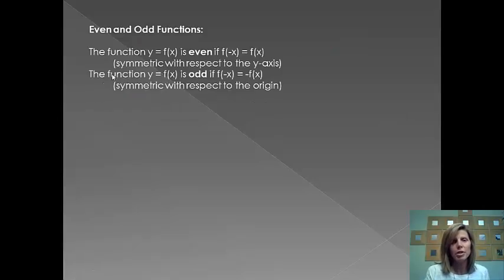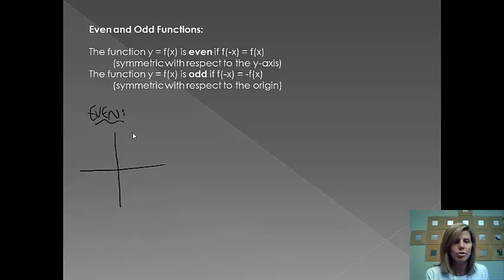So first of all, let's just look at definitions for even and odd functions. The first one says the function y equals f of x is even if f of negative x equals f of x. It's symmetric with respect to the y-axis. So I'm just going to show you a couple examples of even functions and see if we can get this to make a little sense.